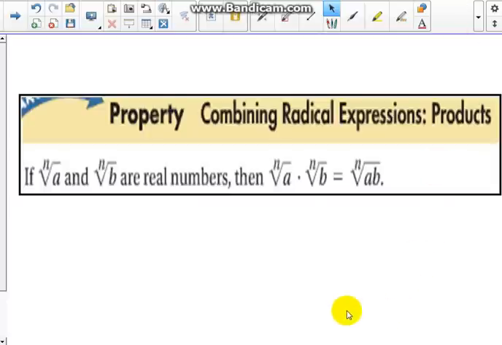So this brings us to a property about combining radical expressions with products. It says if the nth root of A and the nth root of B are real numbers, then the nth root of A times the nth root of B equals the nth root of A times B. So let's put this to use.